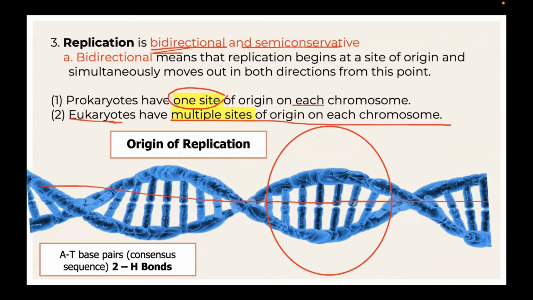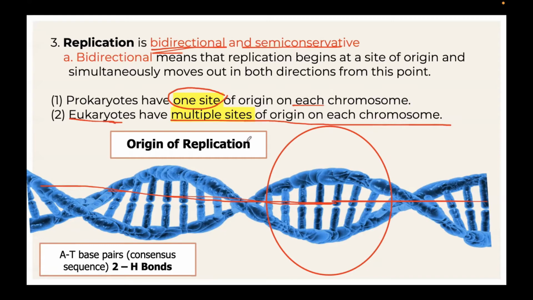Bidirectional, ibig sabihin dalawang side mag-replicate dito, may mangyayaring replication dito. Okay, ganun po yun. And then, ang ibig sabihin nitong eukaryotes, may multiple sites. Imagine niyo sa loob ng katawan natin, may mga cells, doon sa nucleus, may DNA. Isipin niyo yung DNA nyo, nagre-replicate siya sa iba't ibang sites.